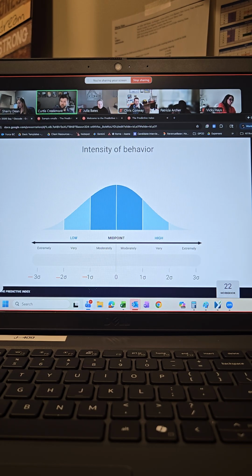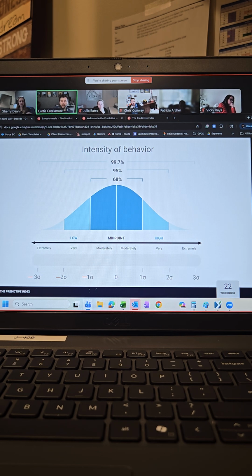PI also has a really fun little distribution. As people complete the assessment, they get plotted on here, and 68% of people fall between the moderately high and the moderately low. That is referred to as 1 standard deviation or 1 sigma, as I mentioned. If you go 1 sigma further, 95% of all people who complete the assessment have their drives fall between very high and very low. 1 more sigma, 99.7% of people have their drives fall between extremely high and extremely low.